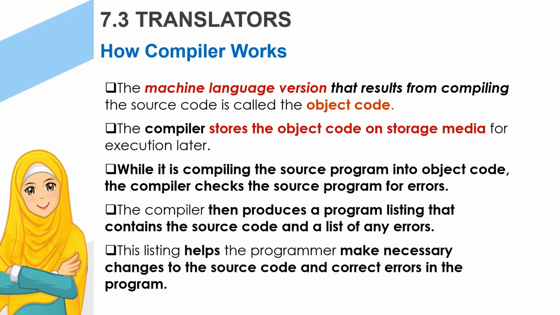So the machine language version that results from compiling the source code is called object code. Okay, so object code tadi adalah dalam bentuk machine language dah ya. Dia adalah hasil daripada compiling the source code atau coding yang dibuat oleh programmer tadi. The compiler stores the object code on storage media. So that's why akan wujud satu file baru lah selepas compile. Dipanggil object code. Itu kalau guna compiler.